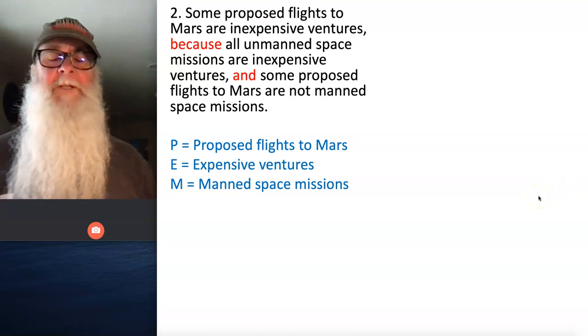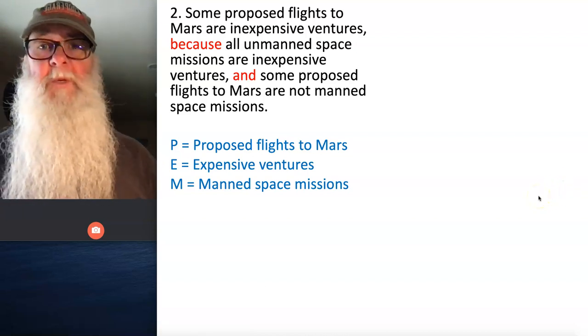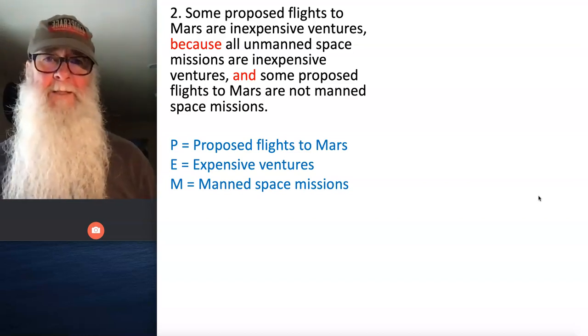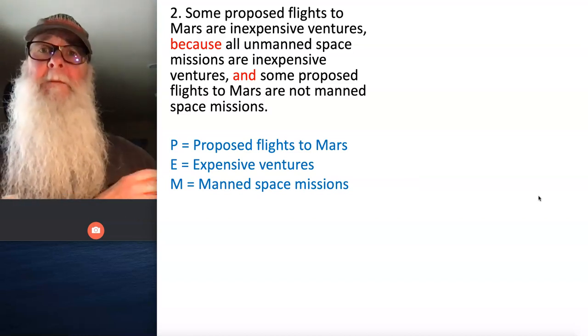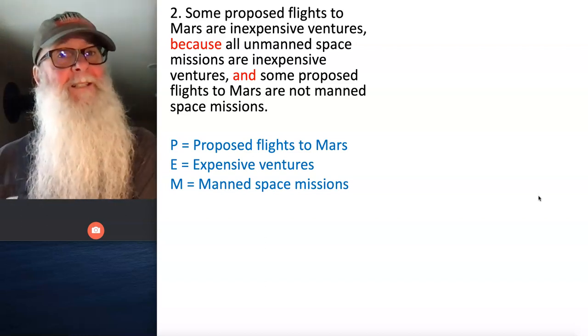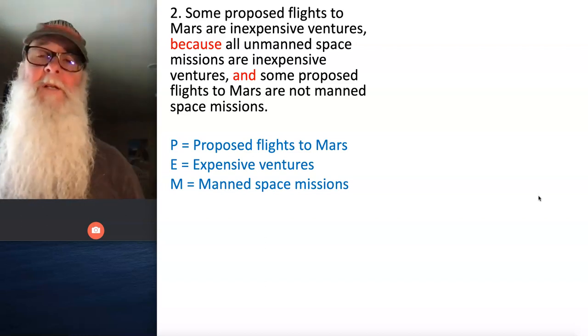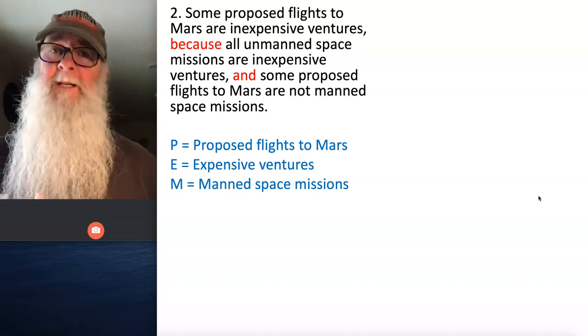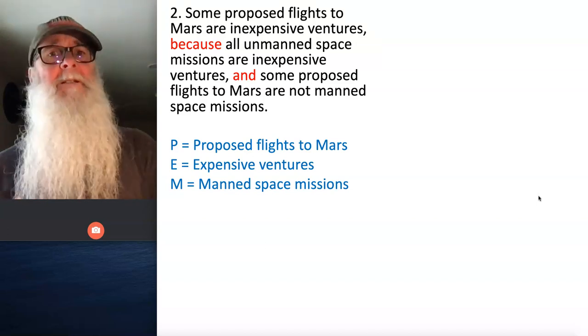Number 2, hopefully you noticed here a couple of really valuable words, the word because and the word and. The word because is a premise indicator, and that tells us a couple of things. The sentence that follows it is a premise, and the sentence that precedes it is the conclusion. We also see the word and, that's indicating to us that the sentence that follows the word and is doing the same thing as the sentence that came before it.